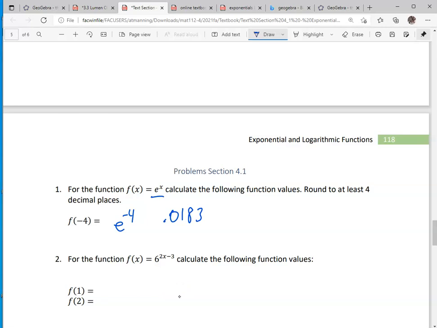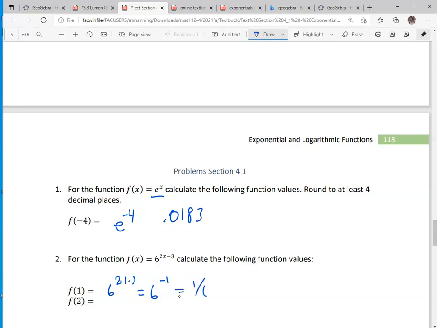Uh-oh. This is not so bad. Let's do this piece by piece. f of x equals 6 to the 2x minus 3. So f of 1 is 6 to the 2 times 1 minus 3, which is equal to 6 to the negative 1. Oh, I can do that in my head.